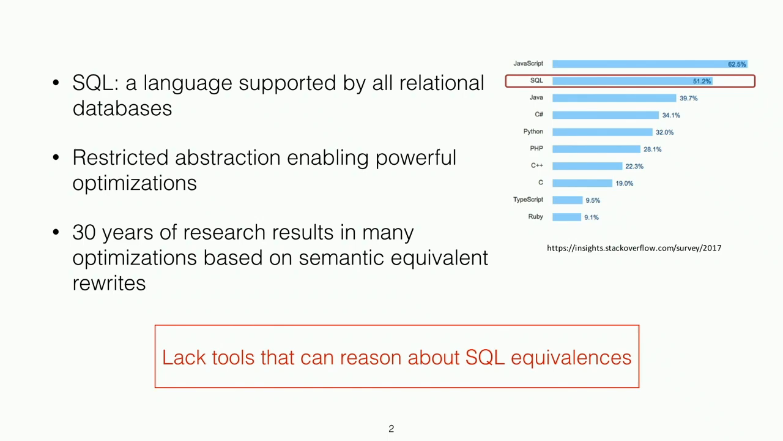this is a figure I scraped from Stack Overflow. It shows that SQL is the second most popular programming language. The first one is JavaScript, right? And SQL is great because it is a restricted abstraction that enables powerful optimizations. There are 30 years of database research resulting in many powerful optimizations, which are based on semantic equivalence of SQL rewrites. However, there is a lack of tools that can actually reason about SQL equivalences.